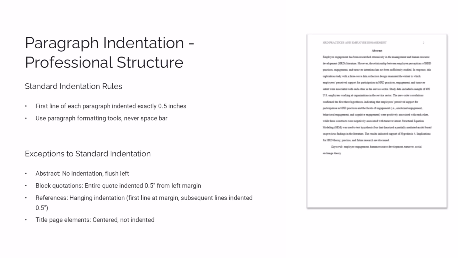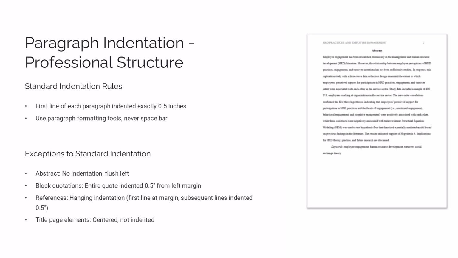Fourth, it prevents formatting errors that can occur when documents are edited or reformatted. However, APA style includes several important exceptions to the standard paragraph indentation rule. The abstract, if your paper includes one, does not indent its first line. Instead, the abstract begins flush with the left margin. This exception helps distinguish the abstract from regular body paragraphs and follows established conventions for abstract formatting.